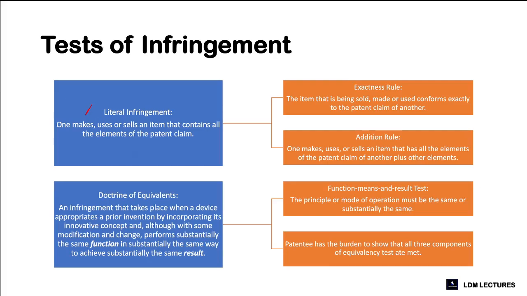So in applying literal infringement, you must first satisfy the exactness rule or addition rule. So, pag sinabing exactness rule, the item that is being sold, made, or used conforms exactly to the patent claim of another. Kinopya talaga. Or pag sinabing addition rule, one makes, uses, or sells an item that has all the elements of the patent claim of another plus other elements. Okay? Tandaan mo ha, all elements of the patent claim of another plus other elements.